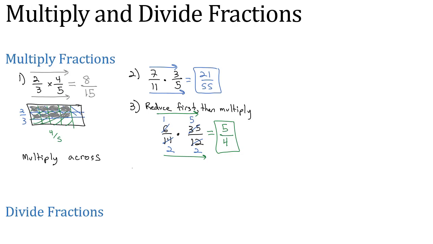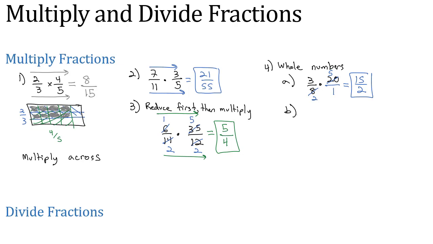Another thing to watch out for is working with whole numbers. Let's say I've got 3/8 times 20. When we're working with whole numbers, I can make that whole number into a fraction by putting it over 1. Now I can reduce. 20 and 8 are both divisible by 4. So 8 divided by 4 is 2. 20 divided by 4 is 5. And now I can multiply across. 3 times 5 is 15. And 2 times 1 is 2. And we get 15/2.